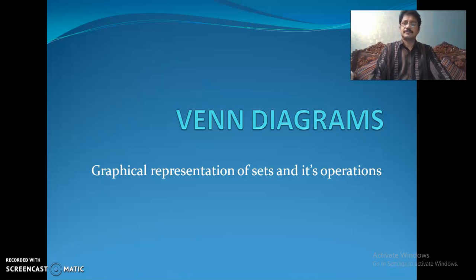What is a set? A set is a collection of well-defined objects. A set can be represented in two ways, which you already learned: one is roster form, the other is set builder form. We can represent the elements of a set in these two forms. But if you want to represent the same information in graphical or diagrammatic form, that kind of representation can be done by using Venn diagrams.